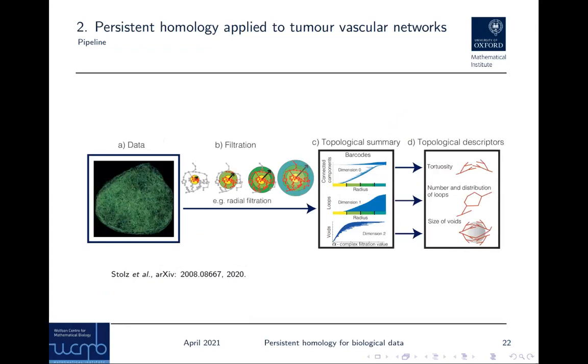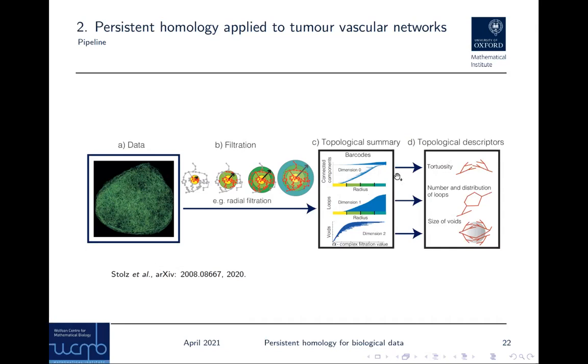So the pipeline that we have here is we have data, we feed this into the filtration. So I showed you the radial filtration. I also use the second filtration to look at dimension 2 topological invariants, but I'm not going to go into detail here. I then create the barcodes from these filtrations.